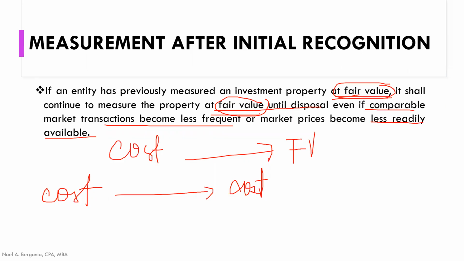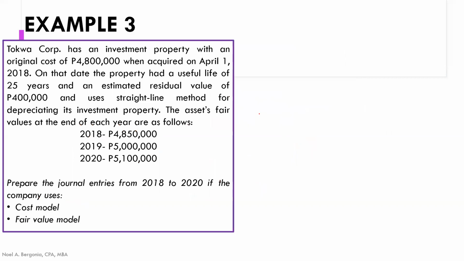So to give you examples about the cost model and the revaluation model as the measurement after initial recognition, based on our discussion, here is example number 3. You are being asked to prepare the journal entries from 2018 to 2020 if the company uses, first, the cost model, and then later we will have the fair value model. Let me read the problem.